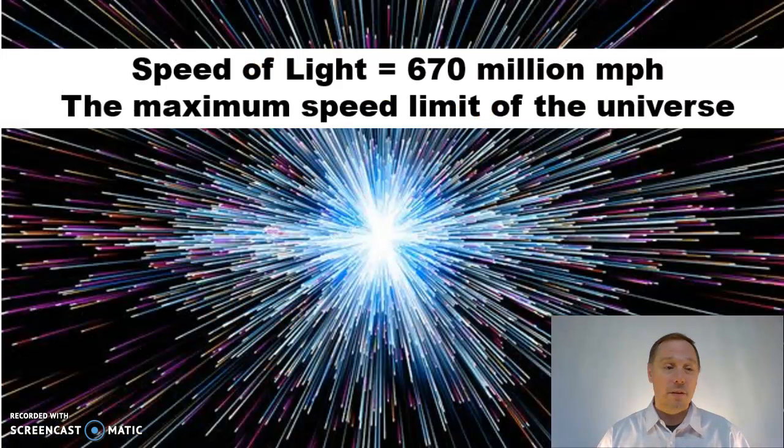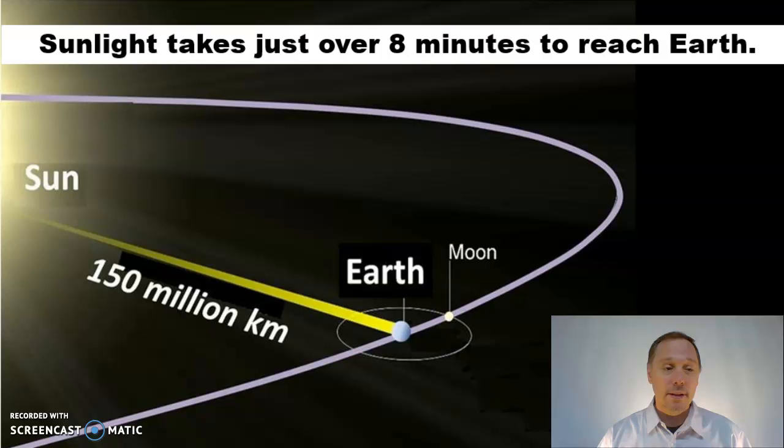And that is the speed of light, about 670 million miles per hour. That's it. That's as fast as you can go in the universe. Traveling at the speed of light, it takes sunlight a little over 8 minutes to reach the Earth. But I'm in a hurry.